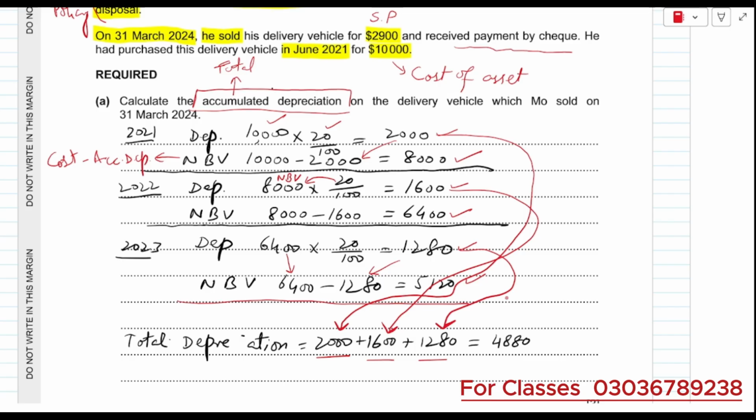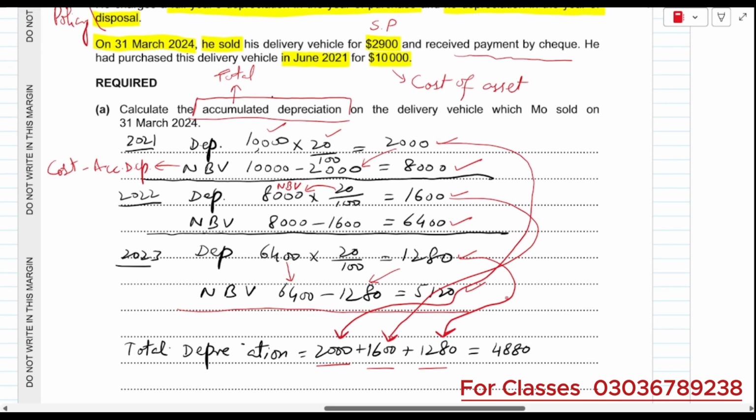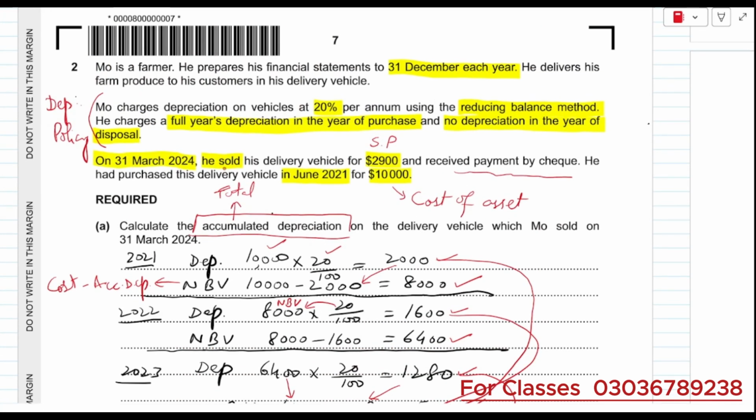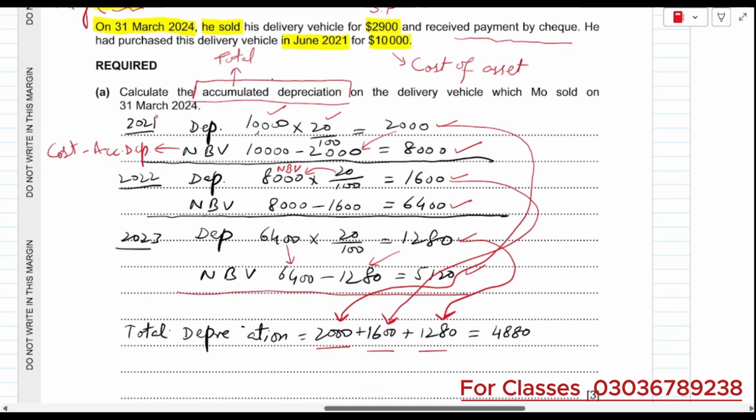Now you can ask, sir, 2024's depreciation has not been calculated. Why? Because we are selling the asset in 2024. You can see here on 31st March 2024 our asset is being sold. So according to the depreciation policy, there is no depreciation in the year of disposal. That's why we have not calculated it for 2024.